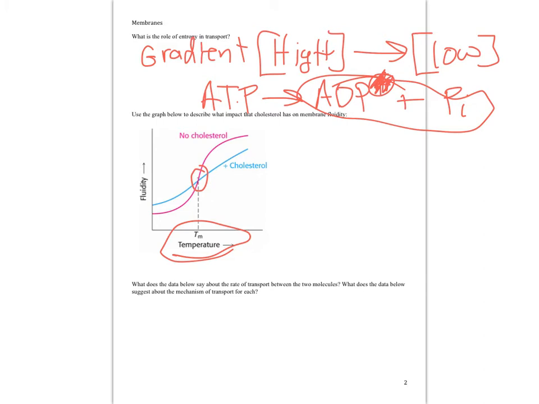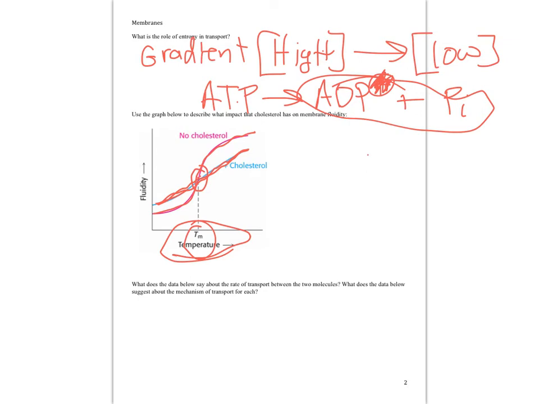And so that temperature, known as the Tm, is where the phase transition would take place. Cholesterol dampens the effect of temperature. You can see that fluidity in response to temperature is not nearly as responsive when there's cholesterol compared to this, which is very responsive where there's no cholesterol. So when you're above the Tm, it makes the membrane less fluid, and when you're below the Tm, it makes the membrane more fluid.